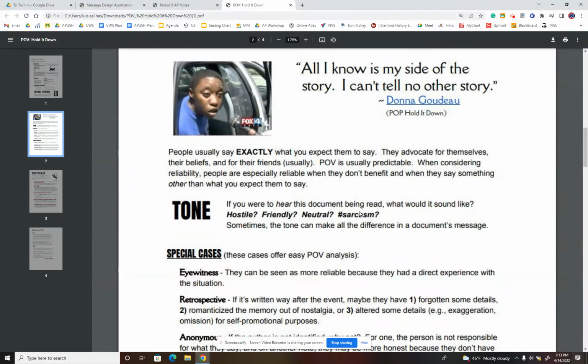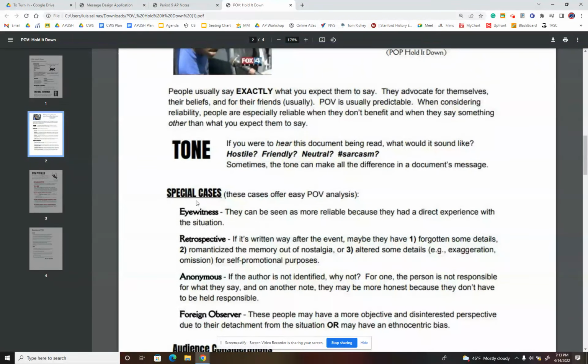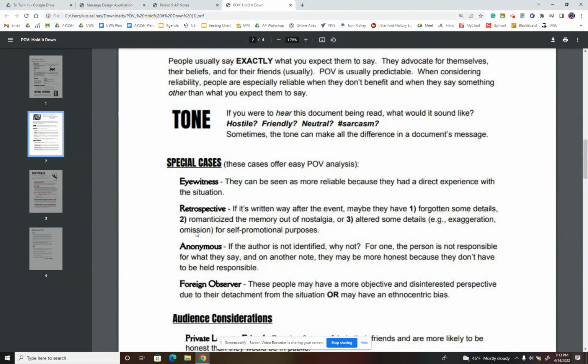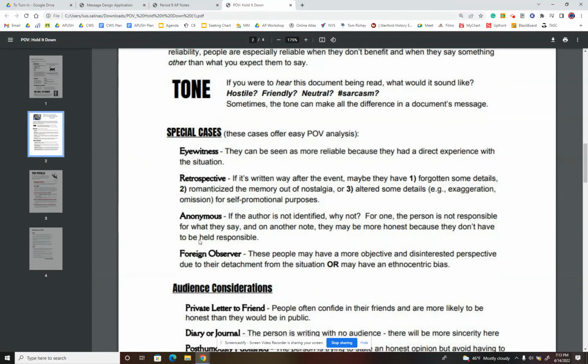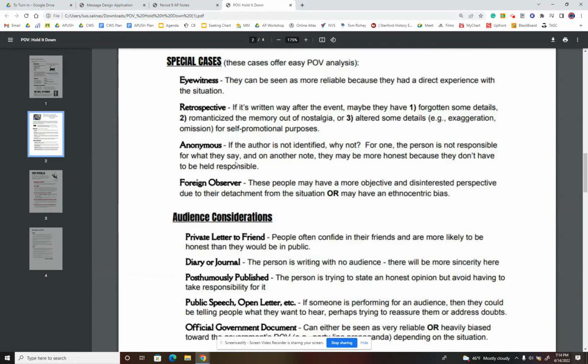So if you hear this document being read, what would it sound like? Is it hostile, friendly, neutral? Is there sarcasm? Sometimes the tone can make a difference in the document's meaning. That's something students do not always understand. And then I also break down, in an exhaustive list here, special cases. Eyewitnesses can be seen as more reliable because they have direct experience with the situation. There are a whole bunch of different ones, a foreign observer, anonymous. I tell them to consider these different ones here.